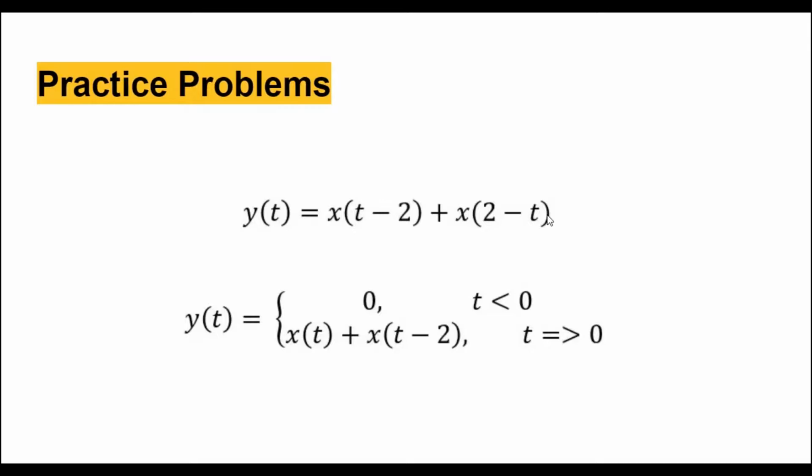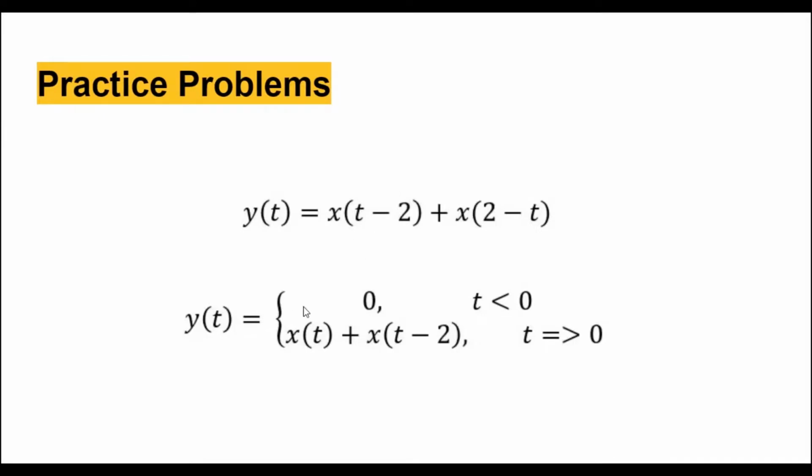And then lastly, if we were to assume that x of t is always a finite value and doesn't go unbounded, then x of t minus 2 is going to be bounded regardless of any value of t. And then x of 2 minus t is always going to be bounded as well for any value of t. So a finite number plus a finite number is always going to be a finite number. That means y of t is bounded. It is stable. All right.